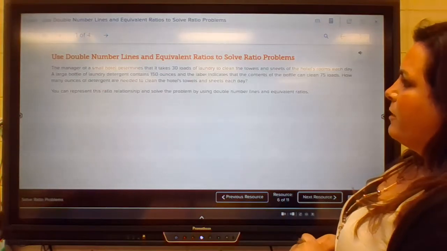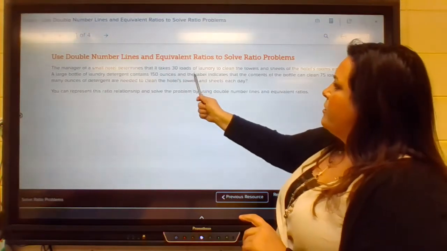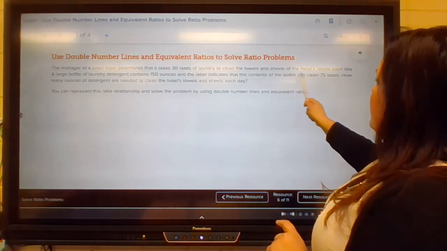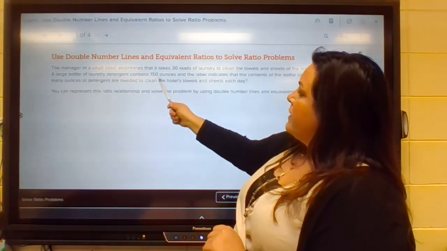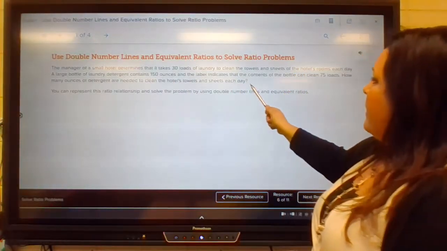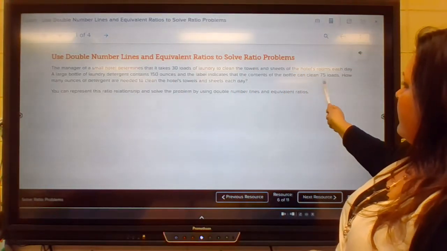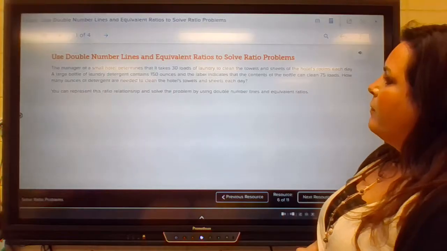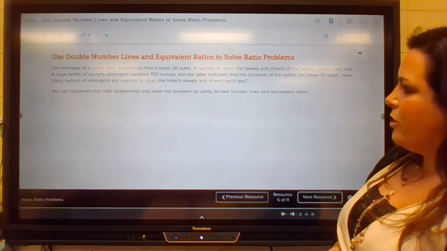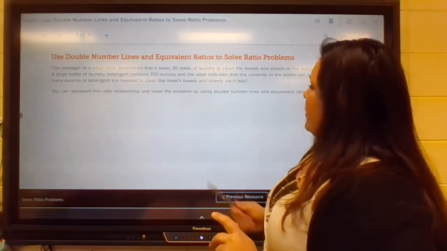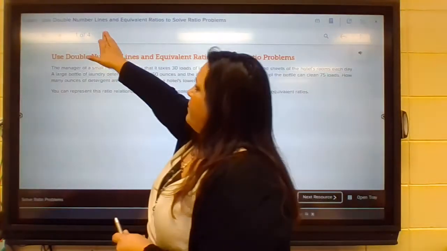It says the manager of a small hotel determines that it takes 30 loads of laundry to clean the towels and sheets of the hotel rooms each day. A large bottle of laundry detergent contains 150 ounces, and the label indicates that the contents of the bottle can clean 75 loads. How many ounces of detergent are needed to clean the hotel's towels and sheets each day? So we're going to use a double number line in this case.